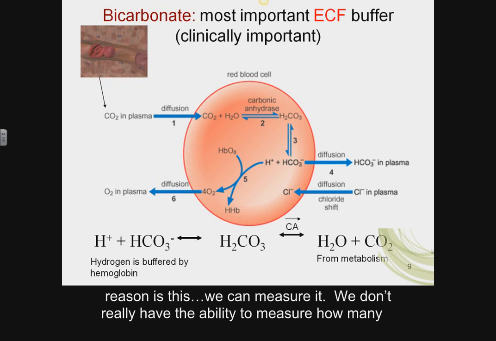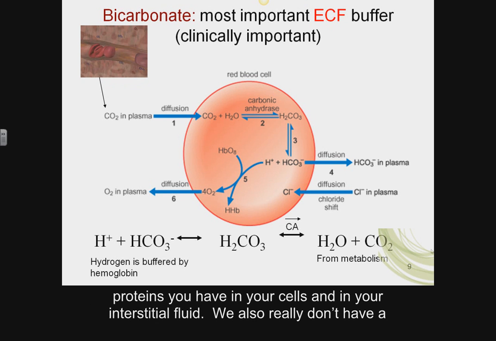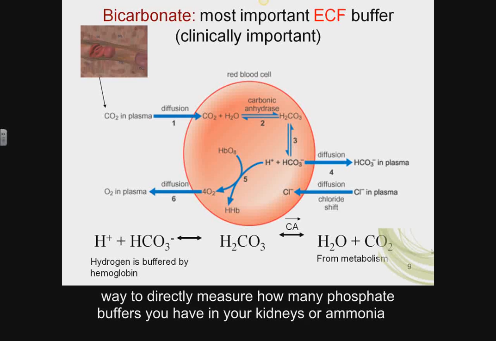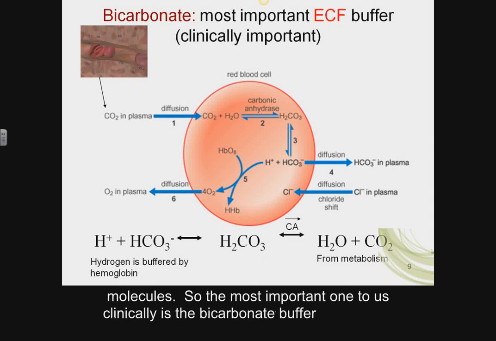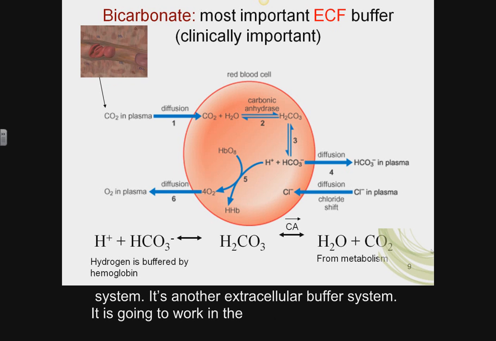The reason is this: we can measure it. We don't really have the ability to measure how many proteins you have in your cells and in your interstitial fluid. We also really don't have a way to directly measure how many phosphate buffers you have in your kidneys or ammonia molecules. So the most important one to us clinically is the bicarbonate buffer system. It's another extracellular buffer system. It is going to work in the following way.